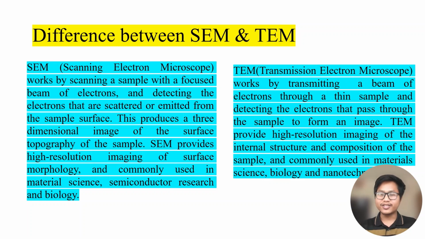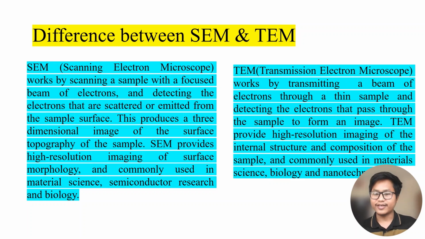So, what is the basic difference between the SEM and TEM? Both use a beam of electrons on a sample. But the SEM works by detecting the electrons that are scattered or emitted from the sample surface, so it works on surface morphology and gives high resolution imaging of the surface morphology.